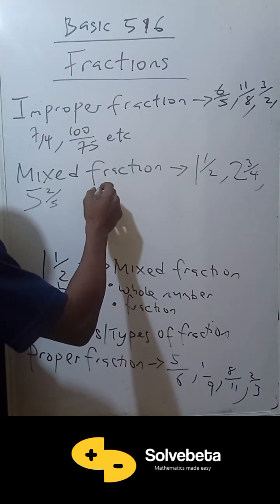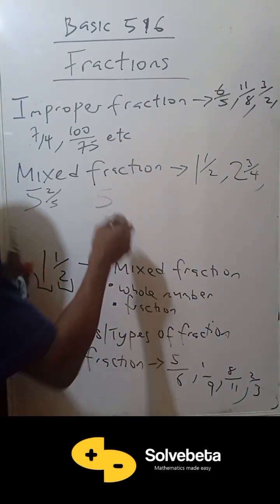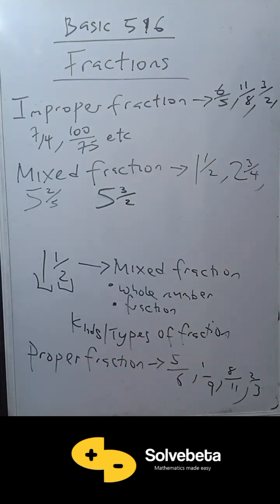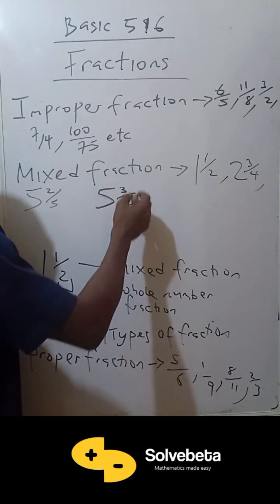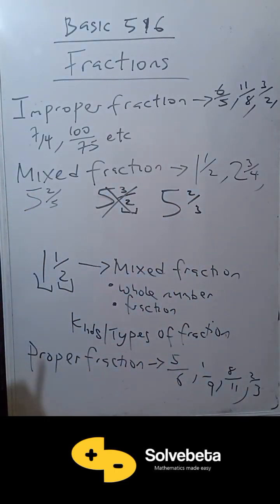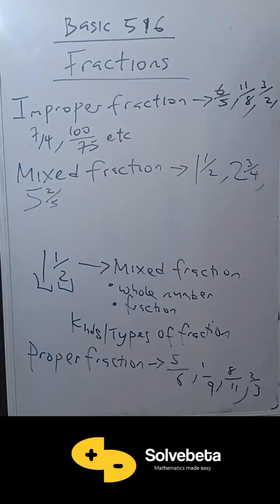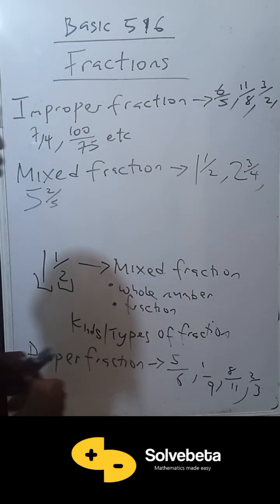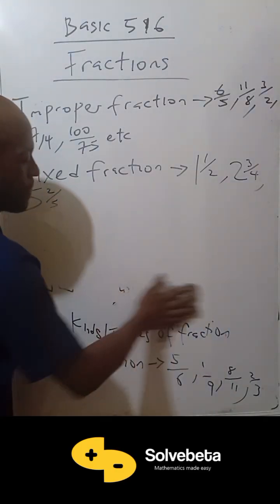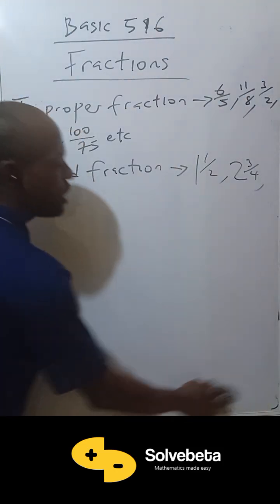You will not have it as a whole number and an improper fraction. No, you will not have it like this. Rather, you have it like this: a whole number and a proper fraction. Very, very important. So by now, you should be able to identify the 3 types, or the 3 kinds, of fraction.